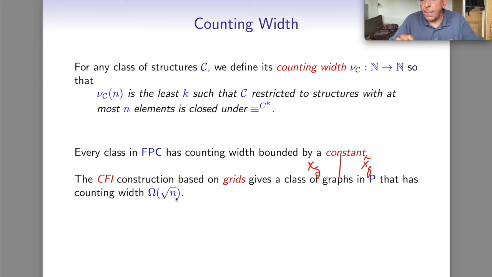I mean, in the sense that what is the size of the graph? Well, I took a toroidal k by k grid that has k squared vertices. I replace every vertex by a gadget. Because they were degree 4 vertices, the size of the gadget is going to be 16. So you get 16k squared. So the counting width we get is, to be precise, square root of n divided by 16. Okay, omega of square root of n.